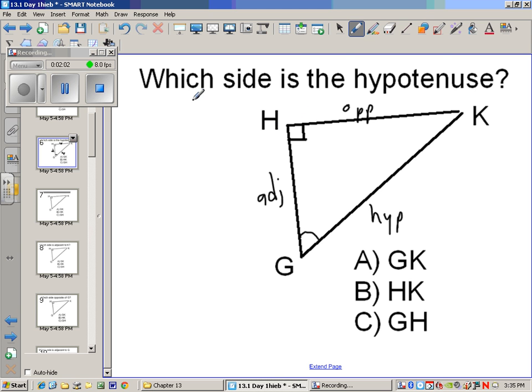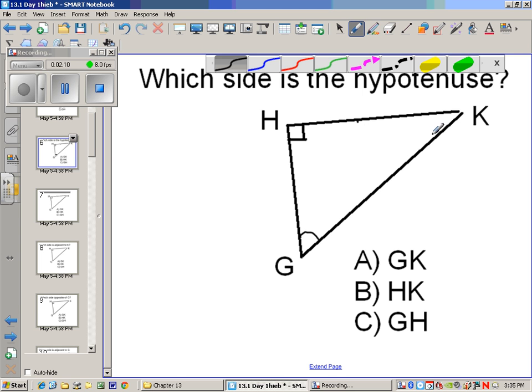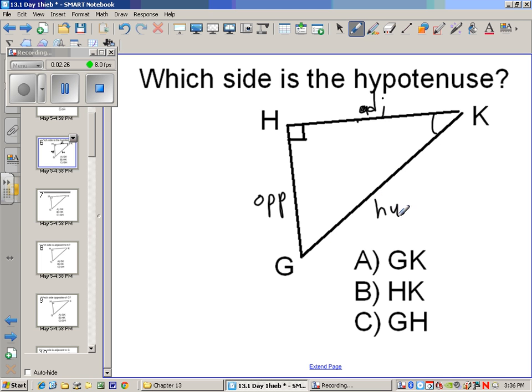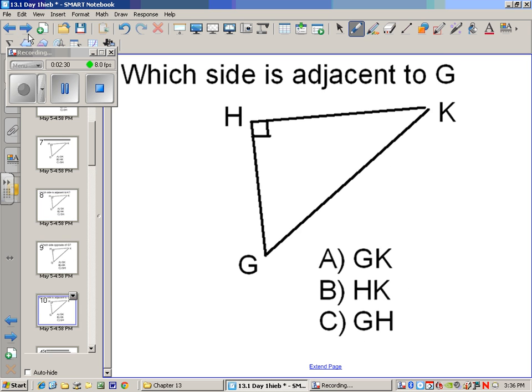Now, if I changed my perspective and instead of looking at G, if I wanted to look at K, let's do it again. Let's do opposite, adjacent, and hypotenuse from K. Now, if K is my angle that I'm concerned with, opposite will now be this side, adjacent will be this side, and the hypotenuse will remain the same. All right.